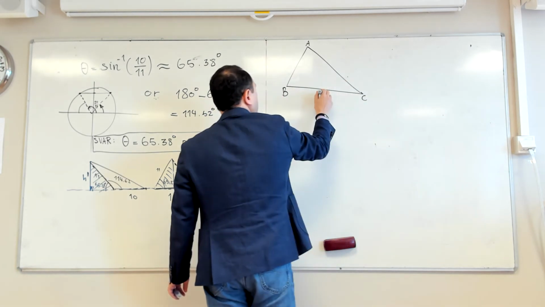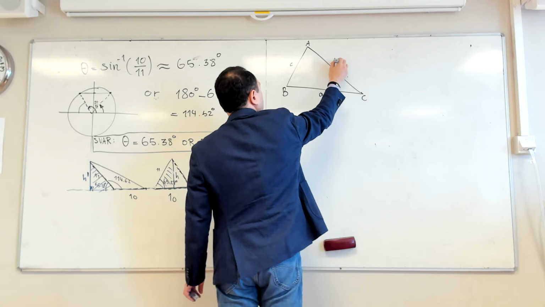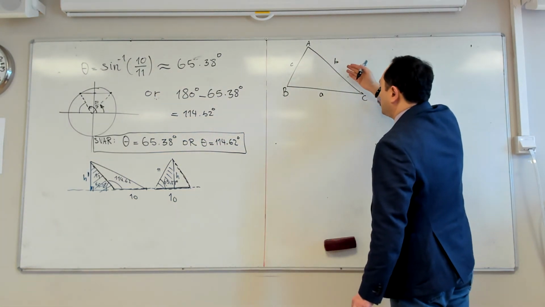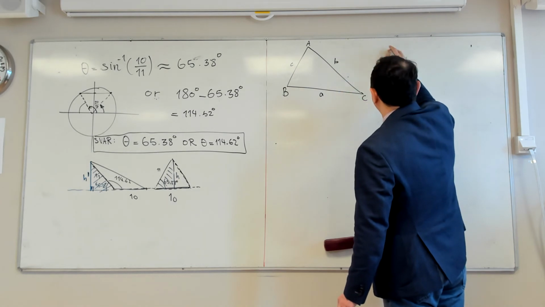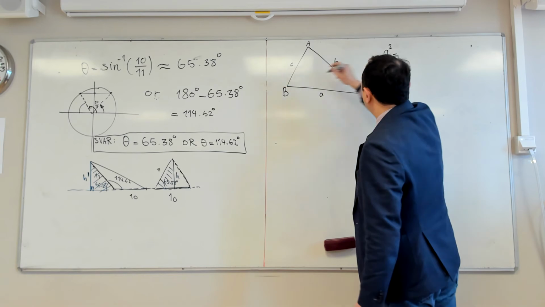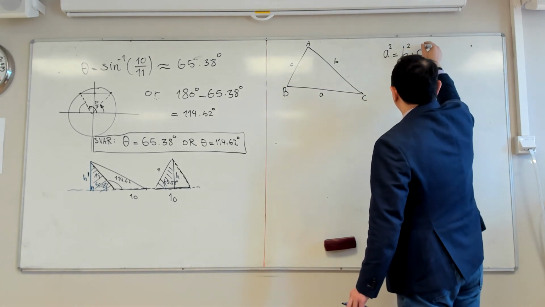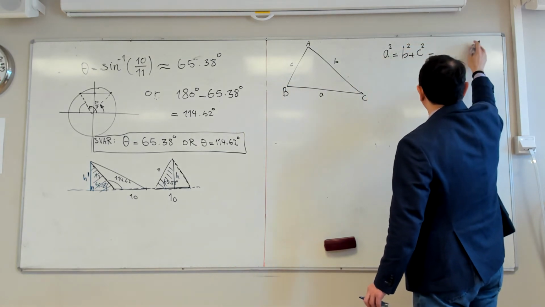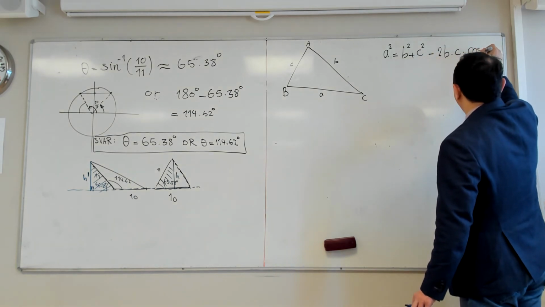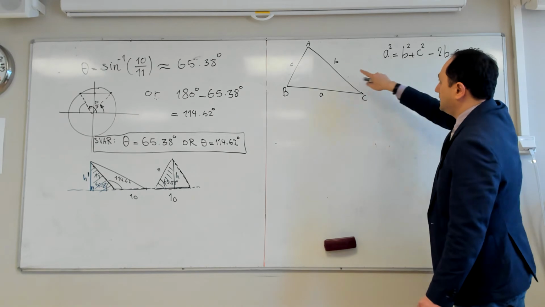So if I have this, let us say this is A, this is C, this is B. This is not a right angle triangle. It might be a right angle triangle or not. So it's always correct that a squared is b squared plus c squared, but not finished, minus 2 times b times c times the cosine of the angle between b and c, which is A.